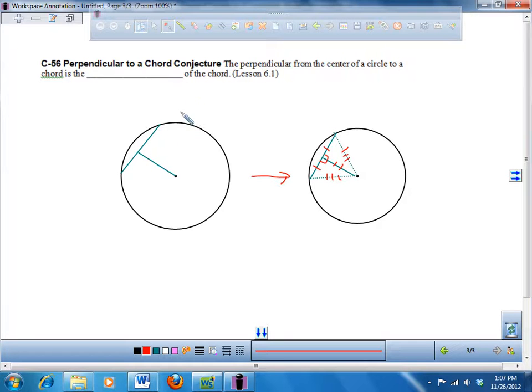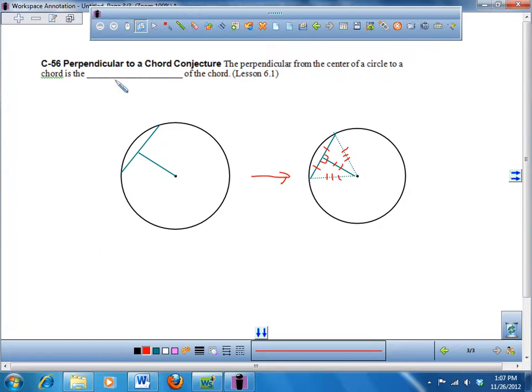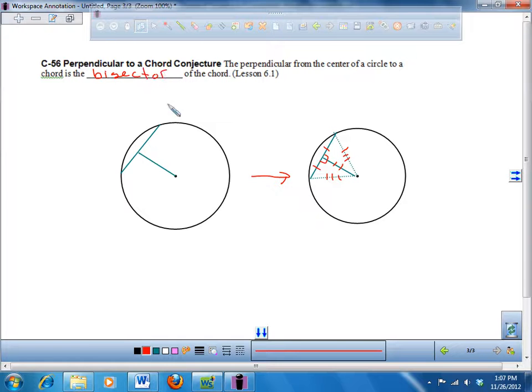Questions on that so far? Okay. Next thing. What do I fill it in with? The perpendicular from the center of the circle to the chord is the bisector of the chord. Right? Questions? Answers? All right. So next one.